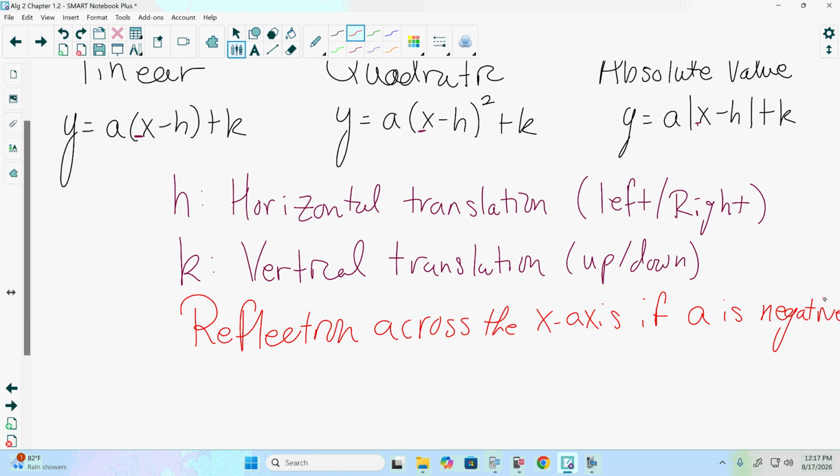Now, there is a reflection across the y-axis, but it shows up inside the parentheses in front of x. If that spot's negative, that b value is negative, then there's a reflection across the y-axis.